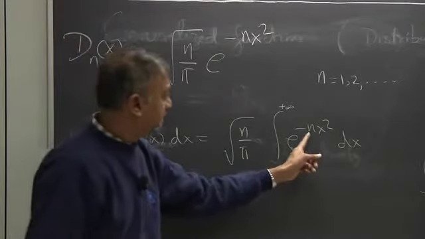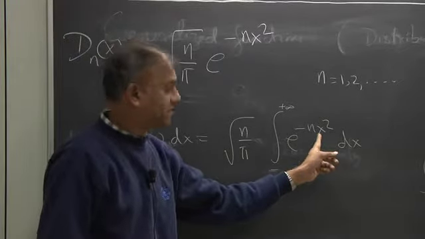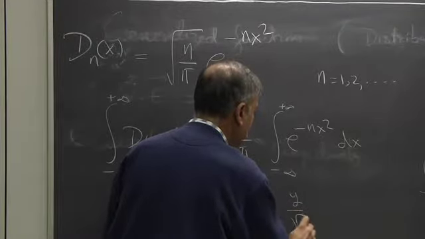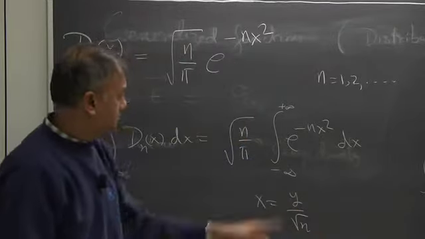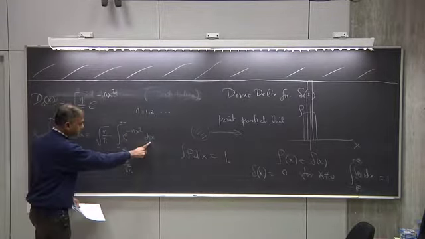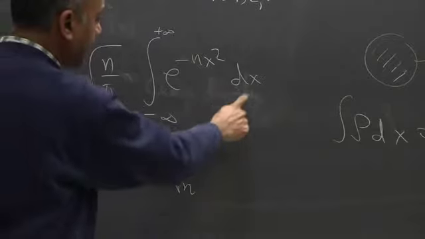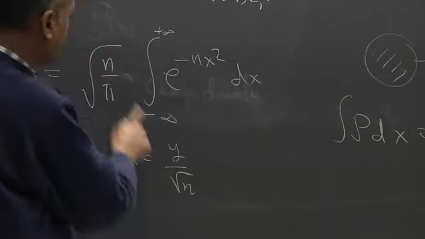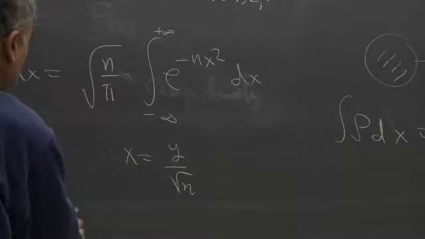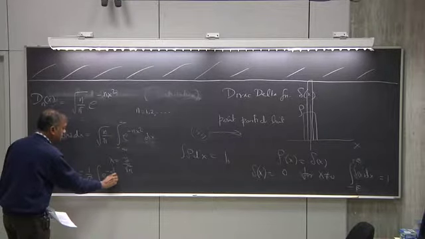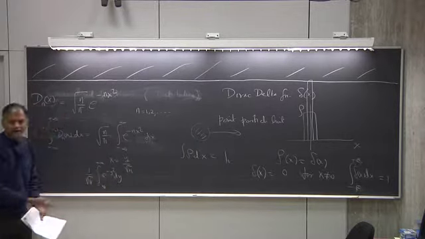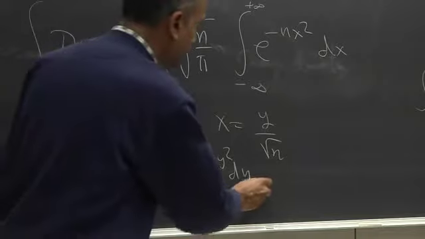Now you can absorb this n inside the x by changing the variable x equal to y divided by root n. Then this becomes simply e to the minus y square, and the change in the variable becomes dy divided by root n. So root n cancels, and you get 1 over root pi, integral of e to the minus y square dy from minus infinity to plus infinity. But this integral is simply root pi, so this is equal to 1.